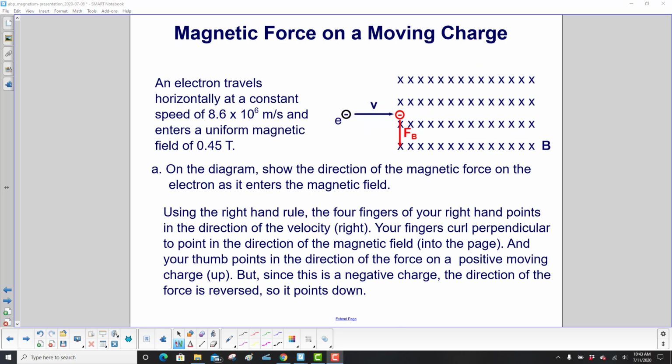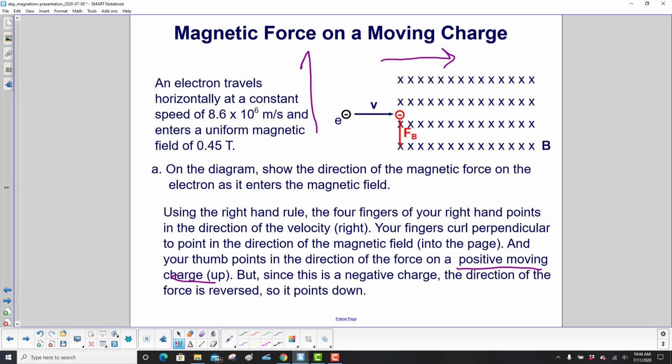We're going to use the right-hand rule, so point the four fingers of your right hand in the direction of the velocity. And the electron's going this way. Your fingers will curl perpendicular to point in the direction of the magnetic field, which is into the page. Please note that that's the direction your palm is facing anyway. And then your thumb will point in the direction of the force on a positive moving charge, which is up.